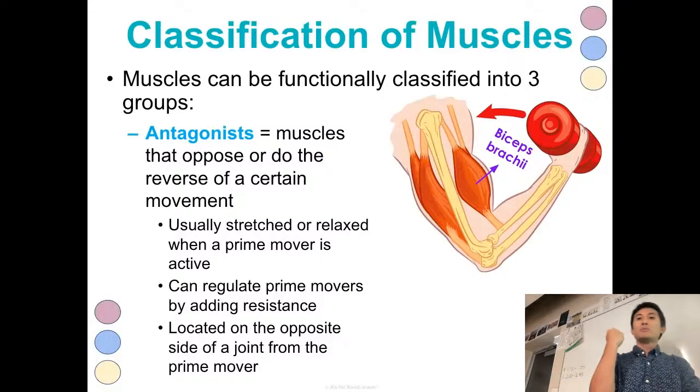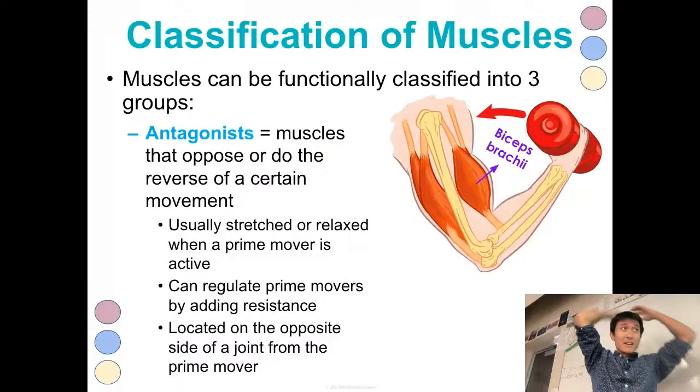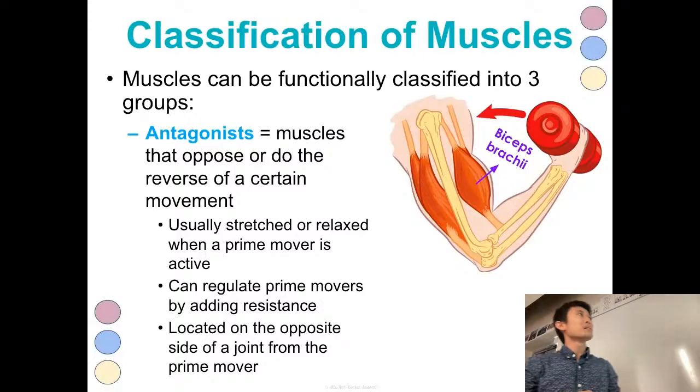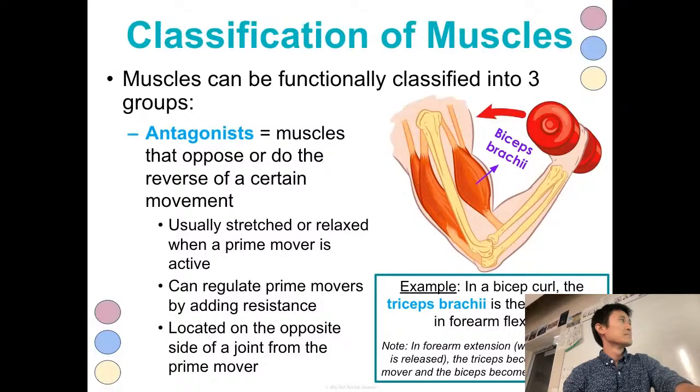So bicep curl, what is the antagonist? Triceps brachii is the antagonist, just for this movement, the bicep curl. If you're doing an overhead tricep exercise, when you're working your triceps, they are the prime mover, and then your biceps brachii are the antagonists. So it all depends, it's relative to the movement that you're doing. The Japanese press. So triceps brachii, antagonists in forearm flexion.